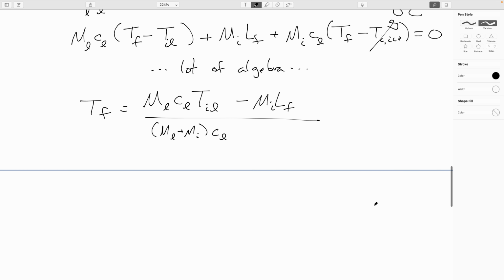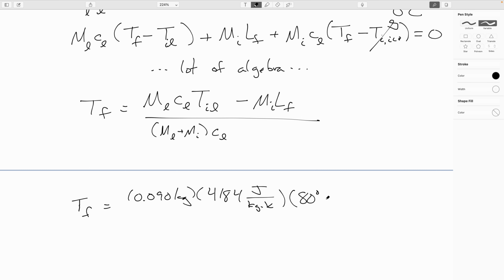So let's just go ahead and plug in the numbers and see what we get. I'm going to get that my final temperature is 0.090 kilograms times 4,184 joules per kilogram Kelvin times 80 degrees C. And it's okay for this to be degrees C and not kelvins, because remember, this all came from having a temperature difference. And so this will come out in degrees C and it'll all be okay. Again, if in doubt, convert everything to kelvins. It's never a mistake, but this saves some time.